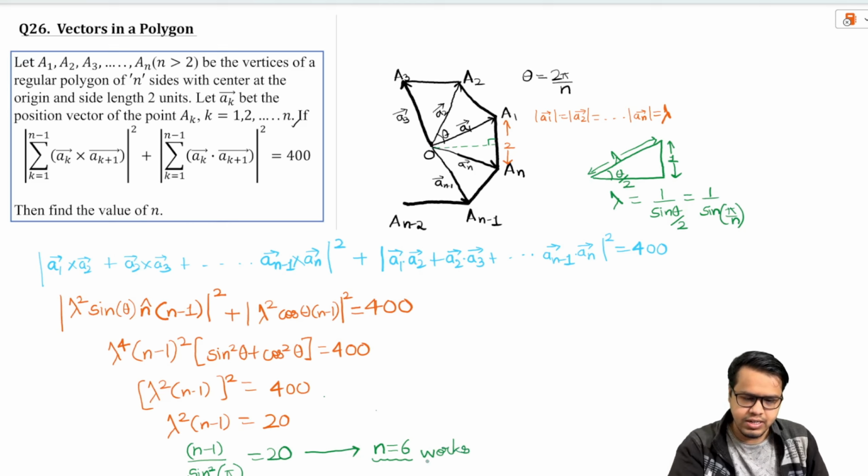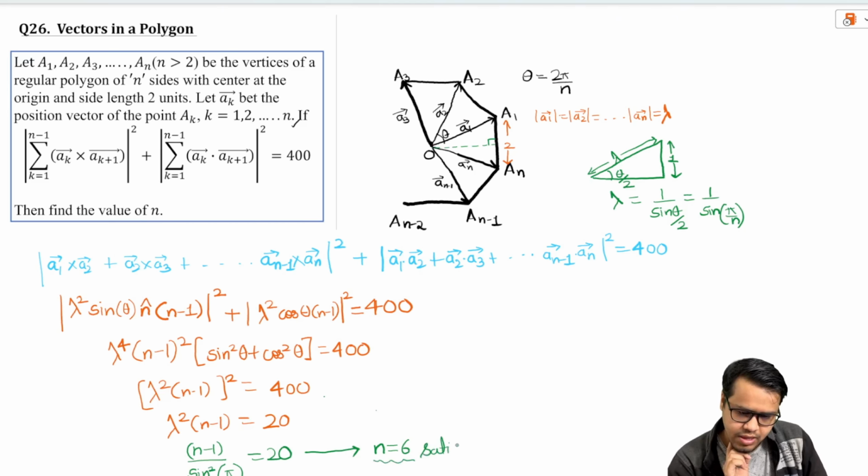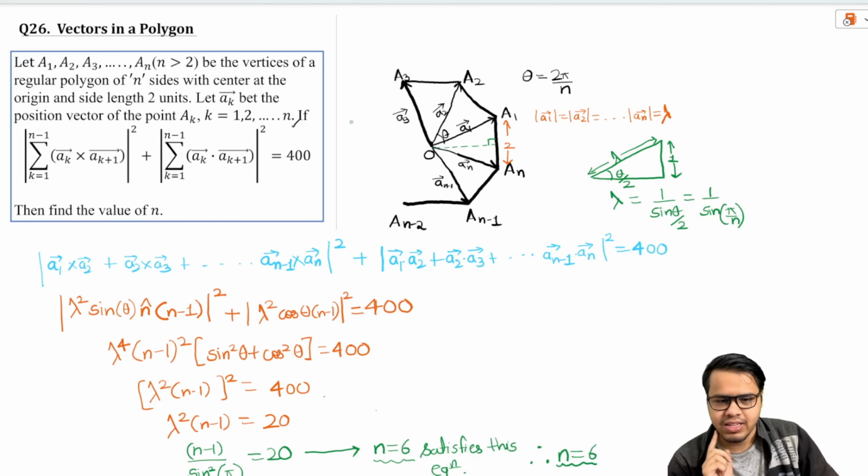So n is equal to 6 satisfies this equation. So we have found this by hit and trial. You can check for other values. Therefore, what should be the value of n? The value of n is equal to 6. There is one silly mistake that you can make: instead of writing lambda like this, you can put lambda equal to 2 itself, and you will get 6 also. The same value, like it becomes 4, 20 by 4 is 5, 5 plus 1 is 6.